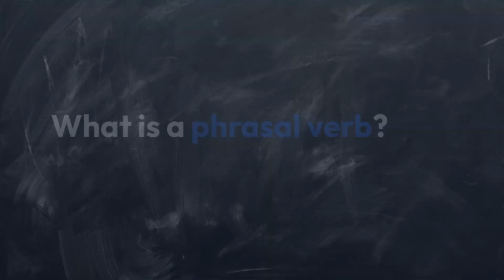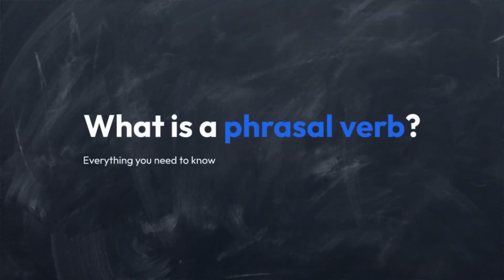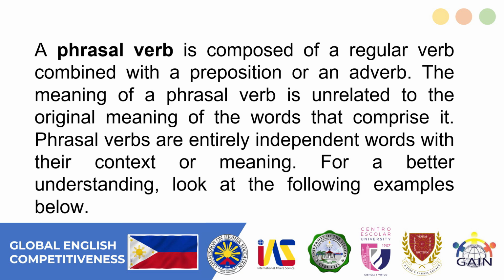So are you guys ready to finish this? Let's go! So what is a phrasal verb? A phrasal verb is composed of a regular verb combined with a preposition or an adverb. The meaning of a phrasal verb is unrelated to the original meaning of the words that comprise it. Phrasal verbs are entirely independent words with their context or meaning. For better understanding, look at the following examples below.